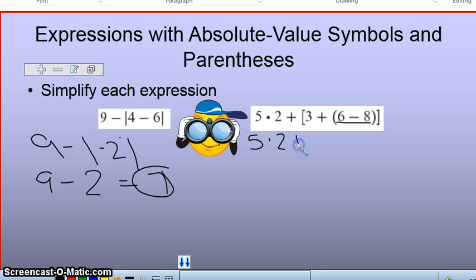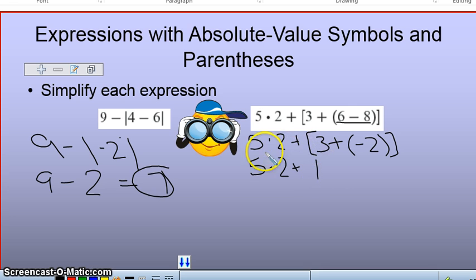5 times 2 plus, and our bracket, 3 plus. And we'll simplify what's in the parentheses. 6 minus 8 is negative 2. All right, so we've simplified the innermost set of parentheses. Now we can move on to these brackets. Again, everything outside stays the same. 3 plus negative 2 is a positive 1. All right, that takes care of the parentheses step of the order of operations.